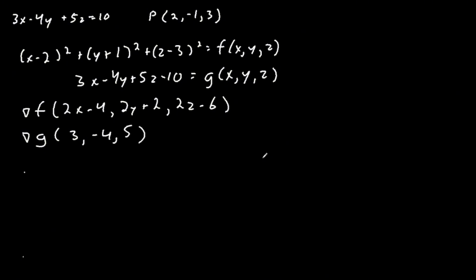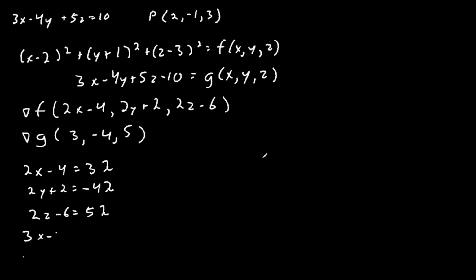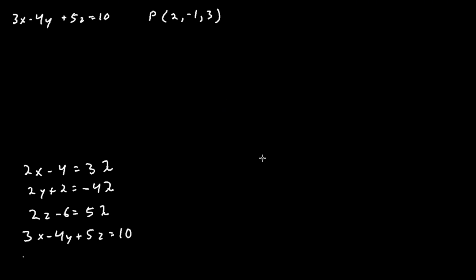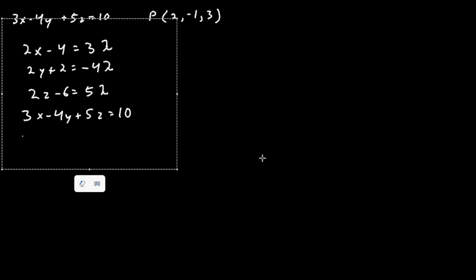So all we have to do now is set up this Lagrange system of equations. We have 2x minus 4 is equal to 3 lambda, 2y plus 2 is equal to negative 4 lambda, and 2z minus 6 is equal to 5 lambda. And don't forget about our constraint in this system. Okay, we can erase everything else now, and now all we have to do is solve this system of Lagrange multiplier equations.